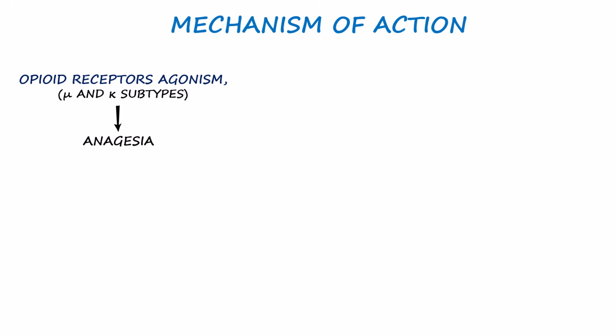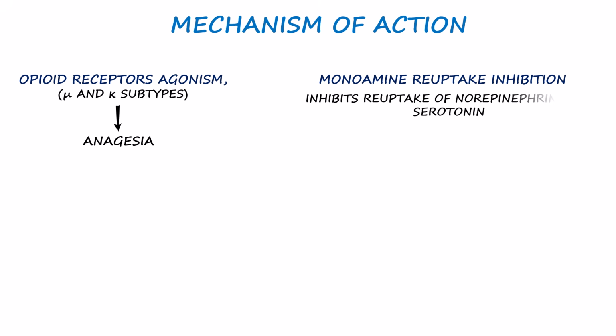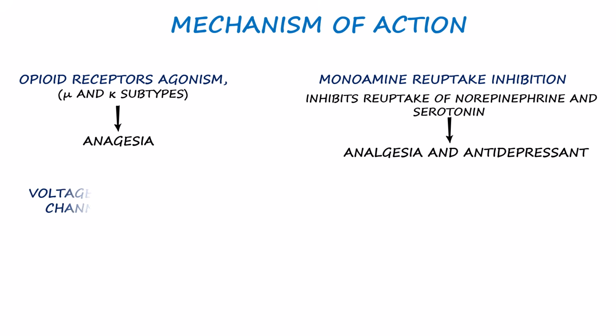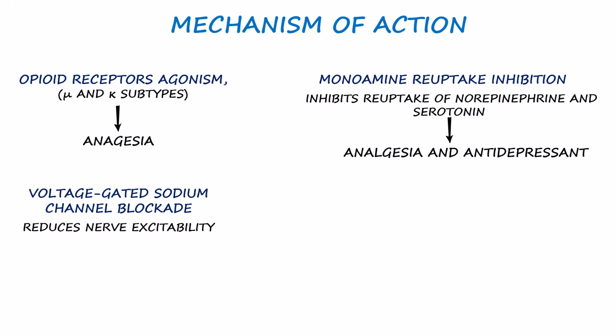In addition to blocking NMDA receptors, ketamine also has mild activity at opioid receptors, especially the mu and kappa subtypes. This adds to its pain-relieving effects. Ketamine also increases the levels of norepinephrine and serotonin by preventing their reuptake. This activates pain-inhibiting pathways in the nervous system and contributes not only to pain relief but also to its fast-acting antidepressant effects. Ketamine can also block voltage-gated sodium channels much like local anesthetics do, which helps in relieving nerve-related pain.